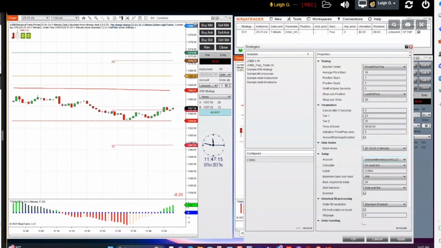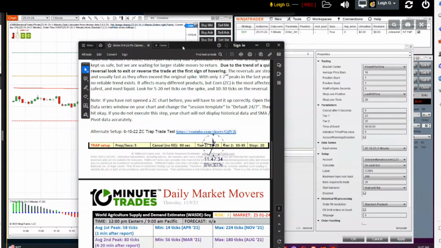Our stop is 20. Let's double check. Just want to look at the DMM and just give everyone a heads up if I'm making any last minute change. And I'm really not. I'm pretty much using the exact setup that we put on. Sometimes last second changes do occur. I'm going to go 23. Tier 2 is 35. That's fine. The time of the event is 12.